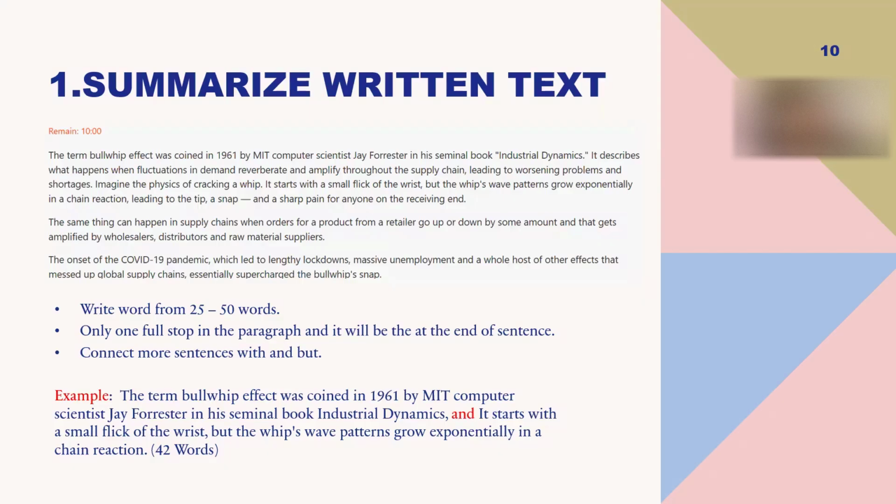If we talk about the word limit, then in summarize written text, the word limit is between 25 and 50 words. If you write less than 25 words or more than 50 words, then there will be a zero in content out of two. So yes, make sure you write summarize written text in between 25 and 50 words. The second thing is only one full stop in the paragraph, and it will be at the end of the sentence.